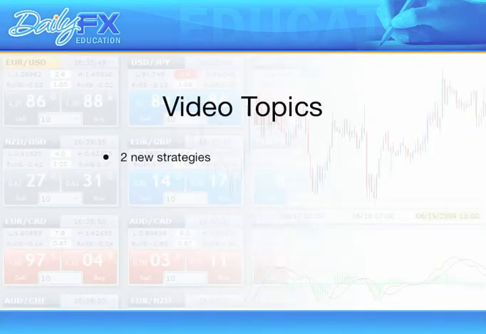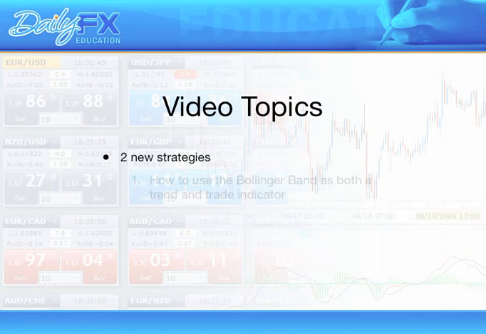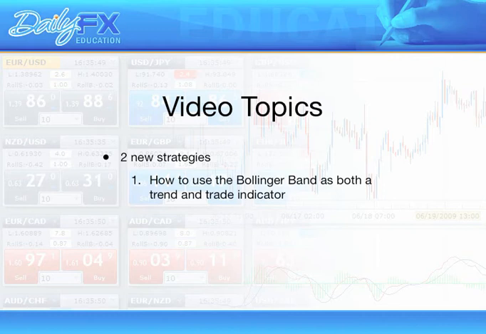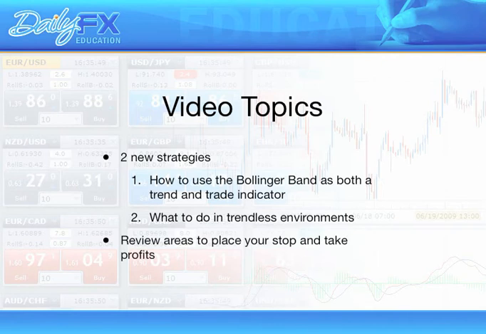In this video, we'll explore two new strategies of how to use Bollinger Bands. These strategies use different input parameters, and we'll discuss why it's important to our strategies. The first strategy will teach you how to use the Bollinger Band as a trend and trade indicator at the same time. The second strategy will show what to do in trendless environments. Bollinger Bands can identify when the market is trendless and indicate opportunities to trade. In both of these strategies, we'll explore areas to place your stop and take profits.